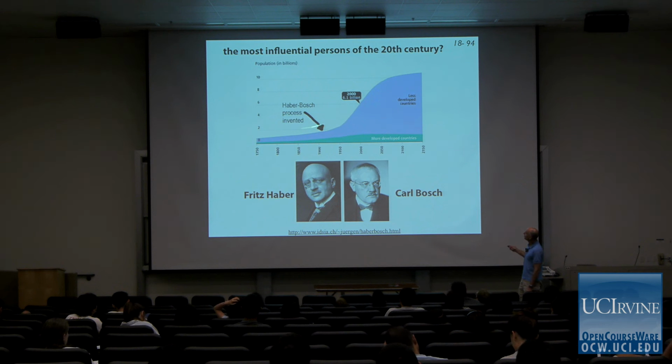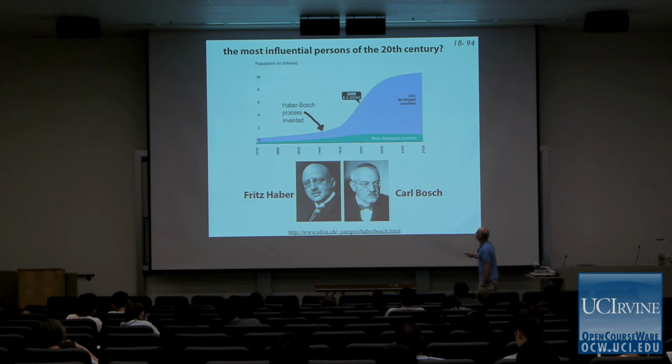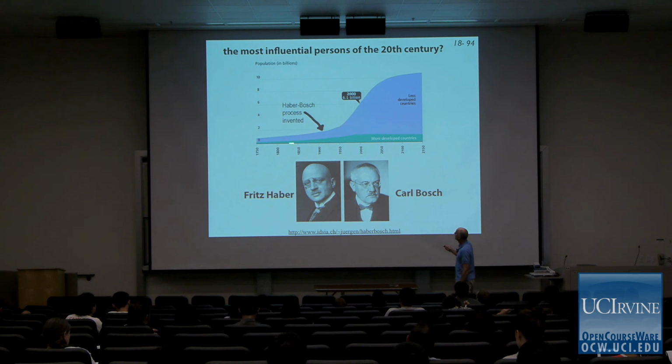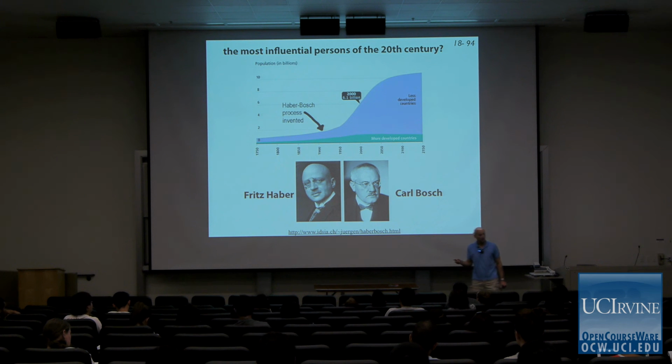All right, what am I plotting here? This is the population of the world in units of billions. And this is the year, and here is what the population of the world was doing, and here's when the Haber-Bosch process was invented. About early 1900s. Here's what happened to the population of the world. This could never have happened without that. That's why they're the most influential people of the 20th century.